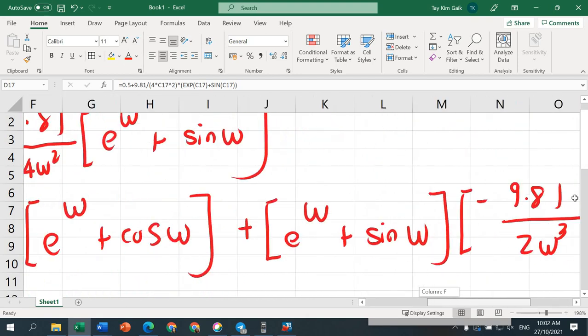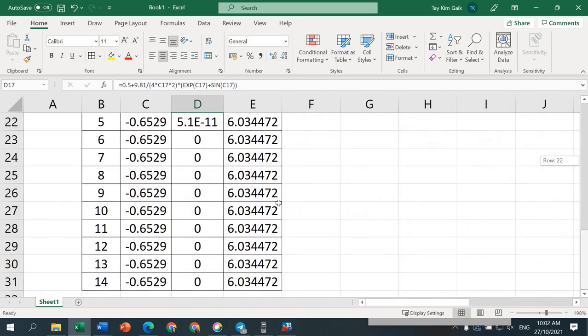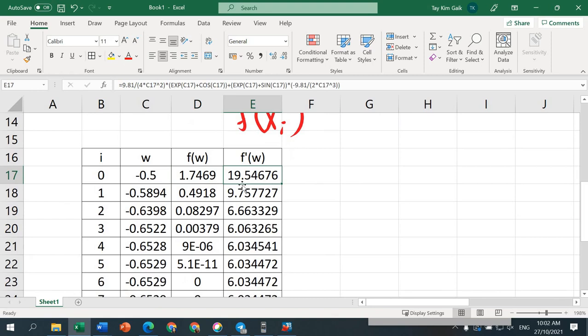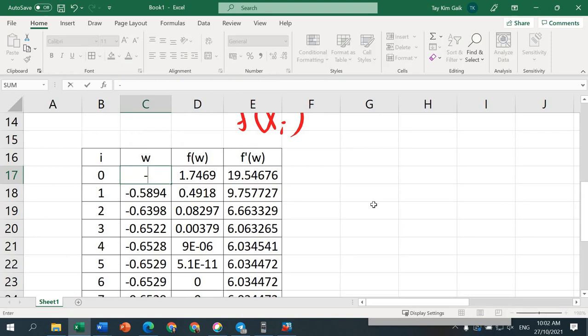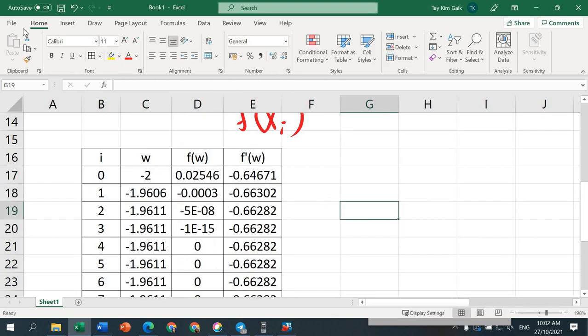So key in accordingly. I can check my formula later. I will give you this template, so you can have a try at changing the initial conditions there. Okay, thank you.